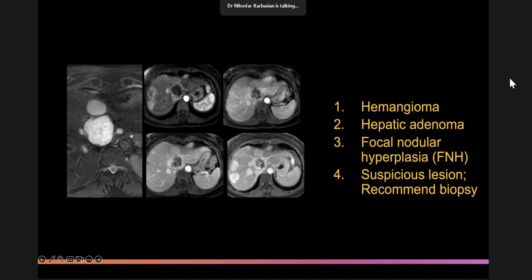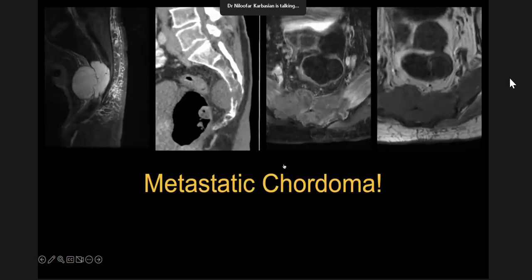They are too bright for FNH. FNHs are usually isointense to the background liver. They are also too bright for adenomas as well. But adenomas classically have this hyperintensity, it's not a rim-like that gradually fills in. So they're not a good look for adenomas either. So these are suspicious lesions, and we should recommend either short-term follow-up or biopsy. And in this case, this patient underwent biopsy, and this came back as metastatic chordoma.